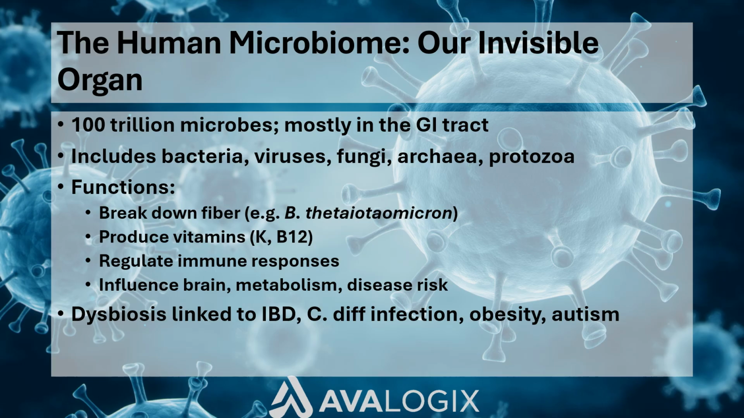The microbiome's influence extends far beyond the gut. We now know it impacts everything from our brain, through the gut-brain axis, to our metabolism, and even our risk of chronic diseases like obesity, diabetes, and cancer. Dysbiosis, or an imbalanced microbiome, has been linked to conditions like inflammatory bowel disease (IBD), Clostridioides difficile infection, and even autism spectrum disorders. Understanding how these microbes interact with human tissues is essential, but it's also incredibly difficult in vivo. That's where organoids come in handy.